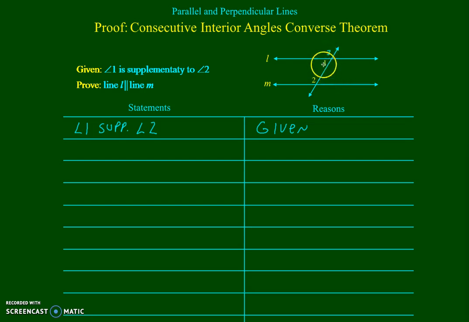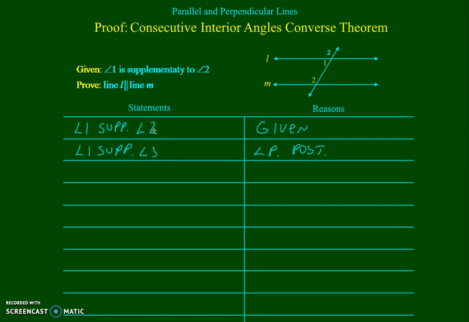All right. First thing we did was we said angle 1 is supplementary to angle 3 because they're a linear pair. So we've got angle 1 supplementary to angle 3. That's the linear pair postulate. Linear pairs are supplementary. Now we know that angle 1 is supplementary to angle 2, and angle 1 is supplementary to angle 3. So here we have two angles, 2 and 3, that are supplementary to the exact same angle.